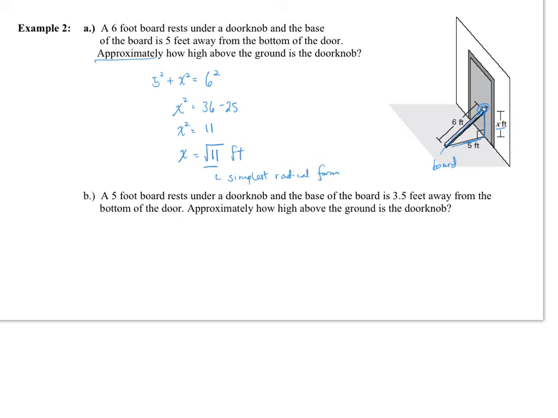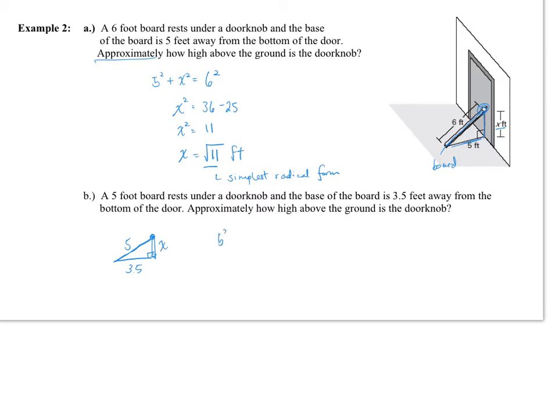Okay, part B. A 5-foot board rests under the doorknob, and the base of the board is 3.5 feet away from the bottom of the door. Approximately how high above the ground is the doorknob? So the scenario changed here. Instead of having a 6-foot board, we have a 5-foot board. And it's 3.5 feet away from the bottom of the door. So this is the door, and here's the doorknob. Then how high above the ground is the doorknob? So we can let this be x.